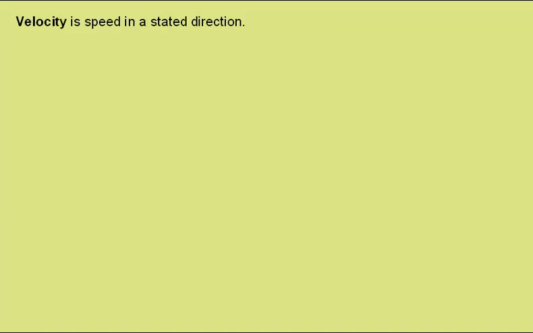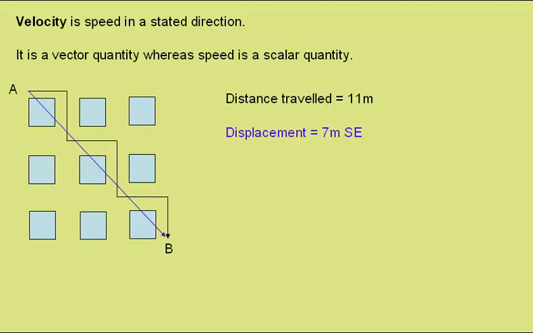Velocity is speed in a stated direction. It is a vector quantity, and so velocity has magnitude and direction, whereas speed is a scalar quantity, having magnitude only. If we look at the journey seen previously, the distance travelled was 11 meters, the displacement 7 meters southeast.